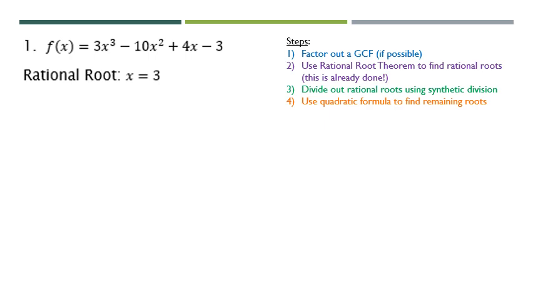In this problem, we don't have a greatest common factor. There aren't any common factors in all these terms. So I'm just going to put a check mark next to step 1 because it's not possible. So we'll just say it's done.